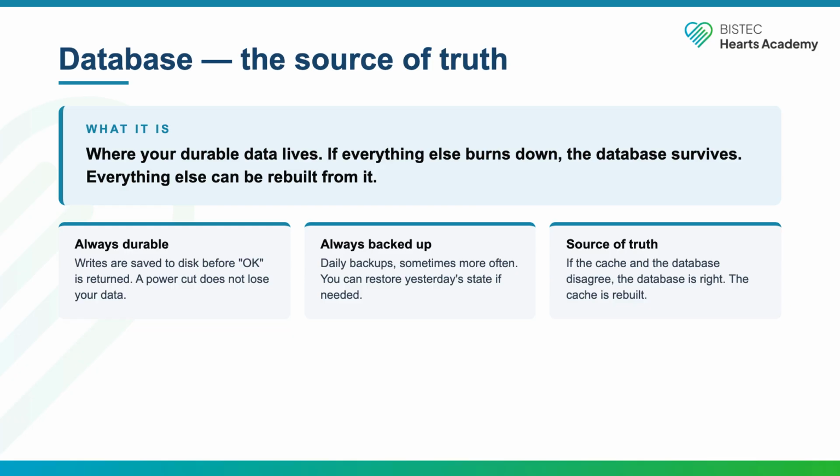It is the source of truth. If 2 parts of the system disagree about a value, the database wins. The cache, the queue, anything else, they are all secondary. The database holds reality. There are different kinds of databases: relational, document, key value. We will look at each in a few slides.